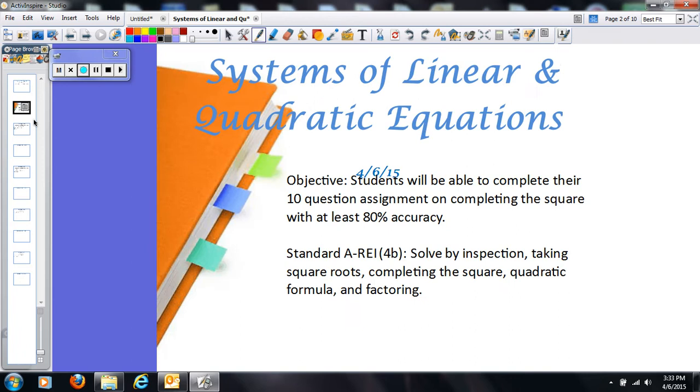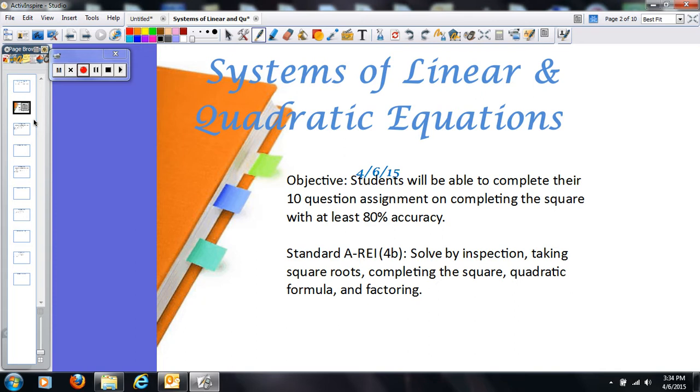So today we're doing systems of linear and quadratic equations. This objective is not actually correct. I forgot to change the objective. So we're going to be looking at trying to solve these with 80% accuracy again, as normal. But hopefully you guys will be able to pick up on this pretty quickly.